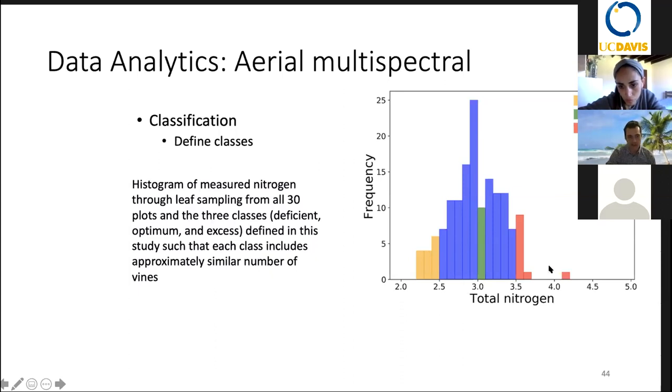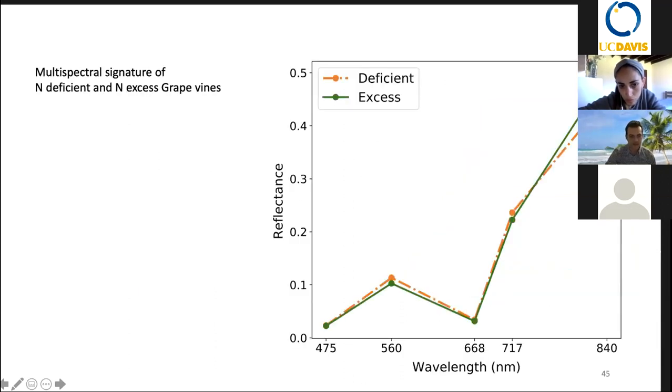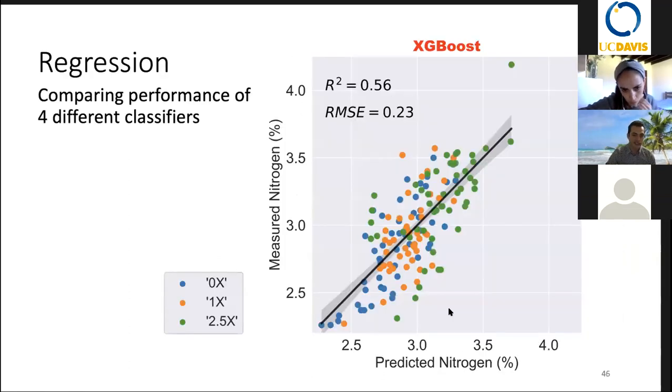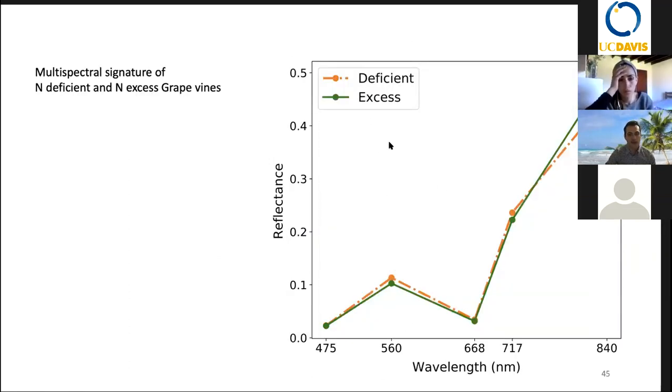So basically, we wanted to compare very deficient nitrogen to excess nitrogen vines and see how they are different in the aerial multispectral imaging. So first of all, this is the multispectral signature of deficient versus excess. We can see that this is green, 560, this is blue, and this is red. We can see that in the green area, the deficient leaf sample reflects more light. It means that if we have a nitrogen deficient vine, the leaf will appear with lighter green.